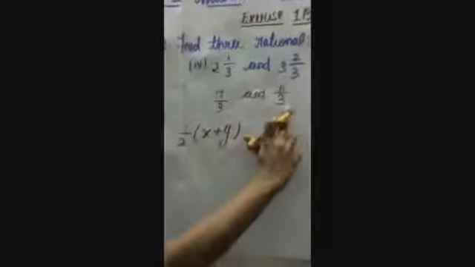11 by 3. So I already told you what formula we want to apply here. Half into x plus y. So first you write the formula half into x plus y. In the place of x you can replace the number 7 by 3 and in the place of y you can replace the number 11 by 3.